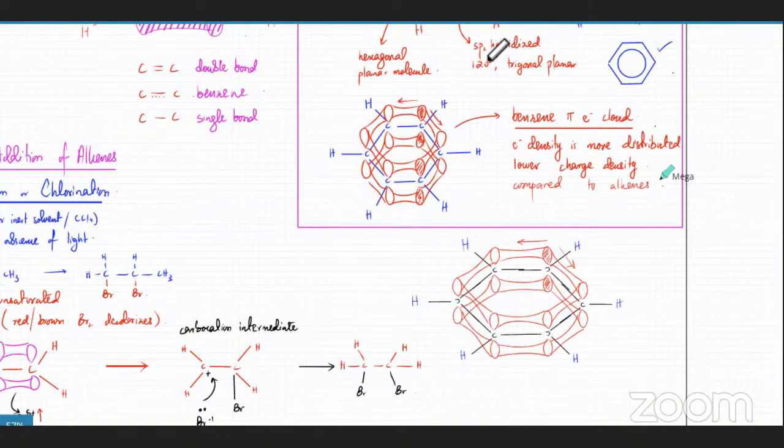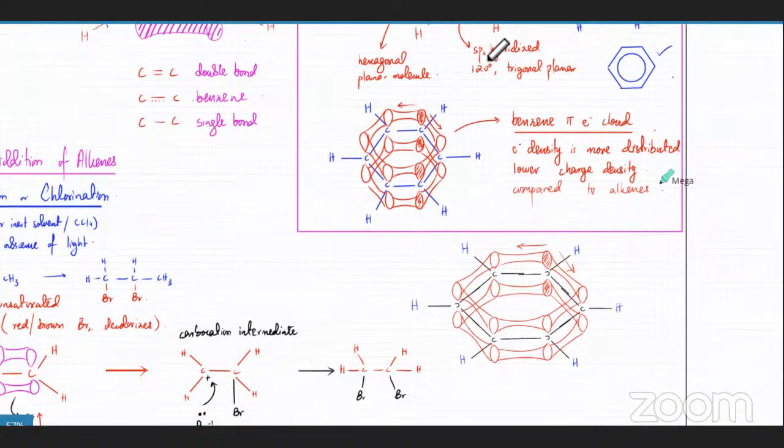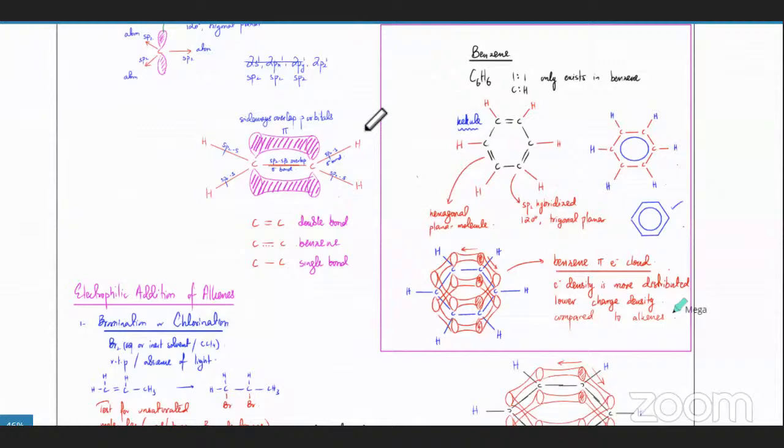Yes, so that's the major difference. Otherwise, they're kind of very similar, but that's the major difference. Electron density is a lot more distributed over here, which is why the reactions of benzene are going to be slightly different compared to alkenes. They're going to be sometimes very similar to alkenes, but they would also be very different from alkenes as well.